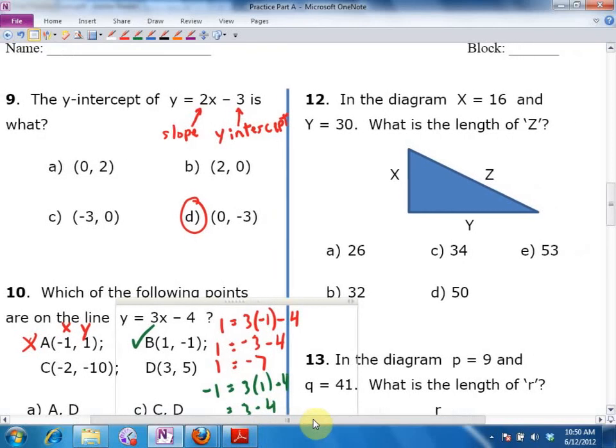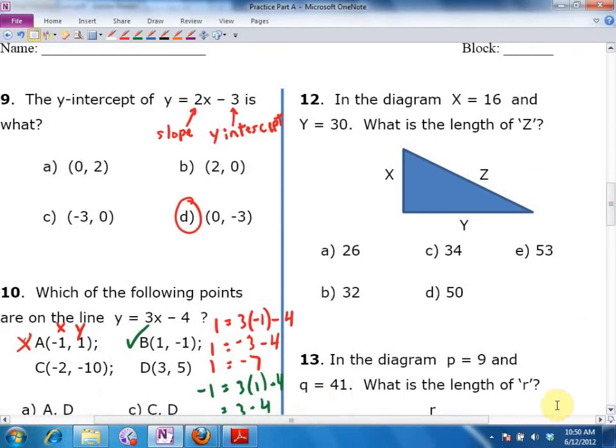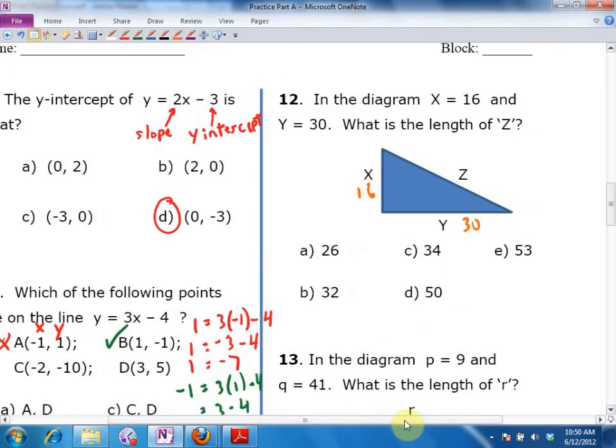Let's pop back to the top of the page here. Continue on, just move this over a little bit. Okay, here's the diagram. X is 16. Let's put those numbers in. Y is 30. Let's find Z. Well, I'm going to use Pythagoras again. Every time I see a right triangle, let's move this over a little bit more. A squared plus B squared. Now, we're looking for, which one is C?